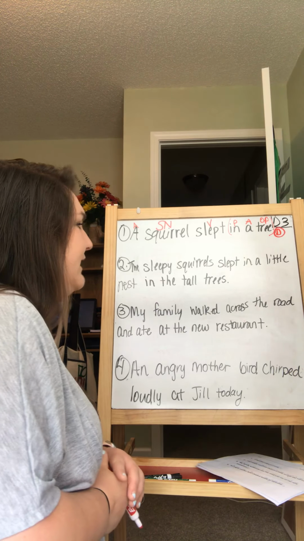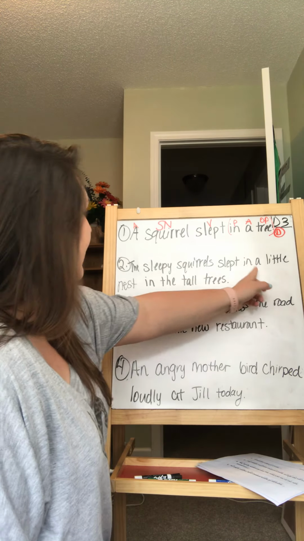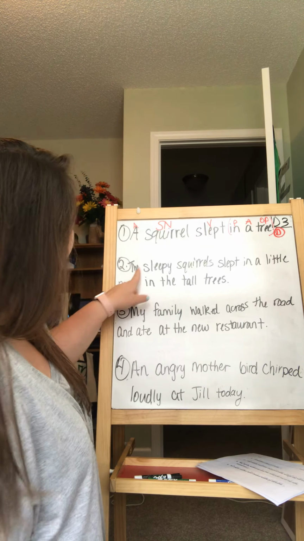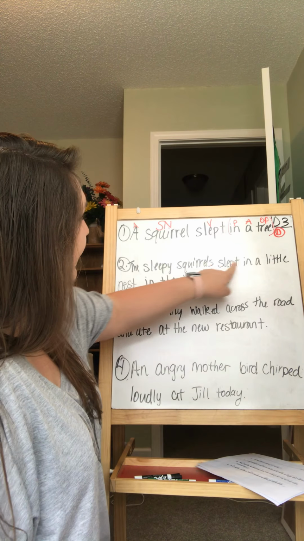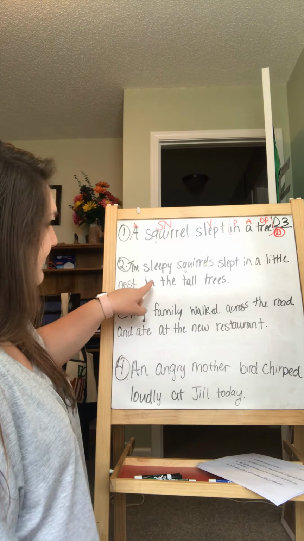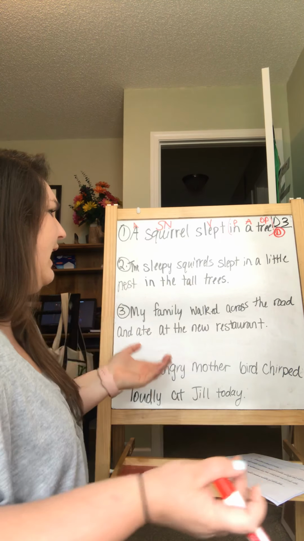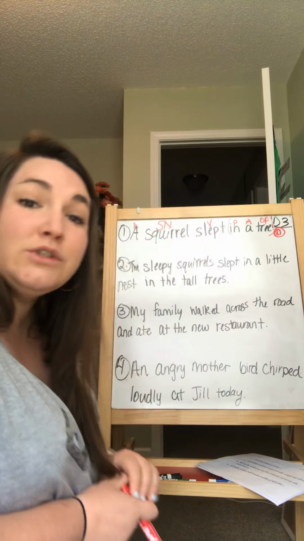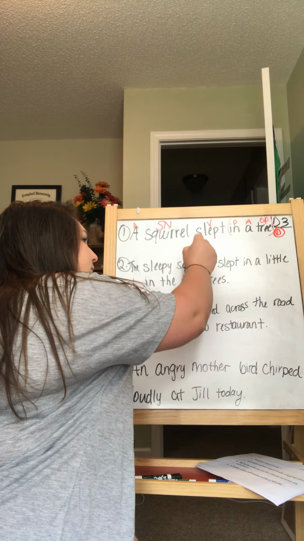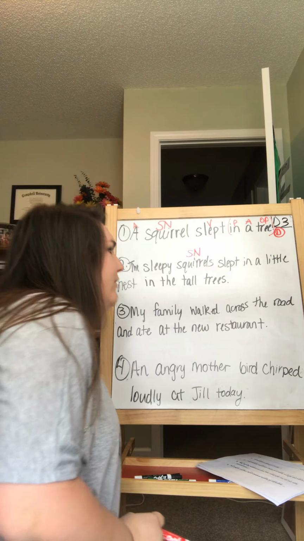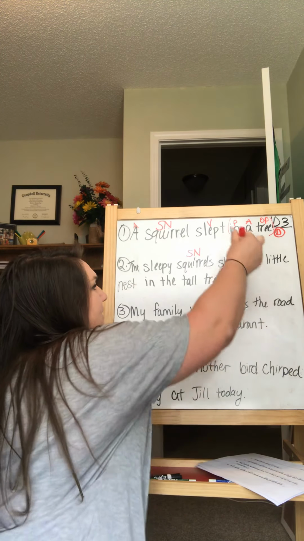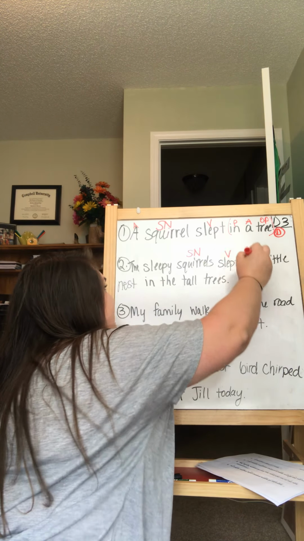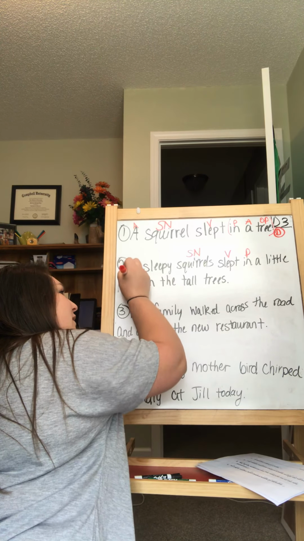Number 2. The sleepy squirrels slept in a little nest in the tall trees. Read it with me. The sleepy squirrels slept in a little nest in the tall trees. And we say, who or what slept in a little nest in the tall trees? Squirrels, subject, noun. What is being said about the squirrels? Squirrels slept, verb. In, preposition. In what? Nest. Object of the preposition.